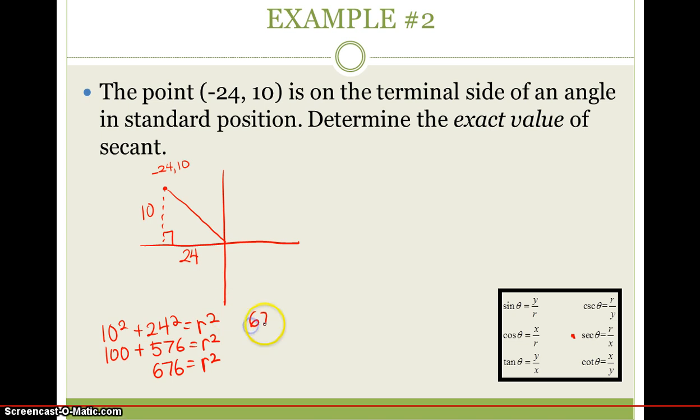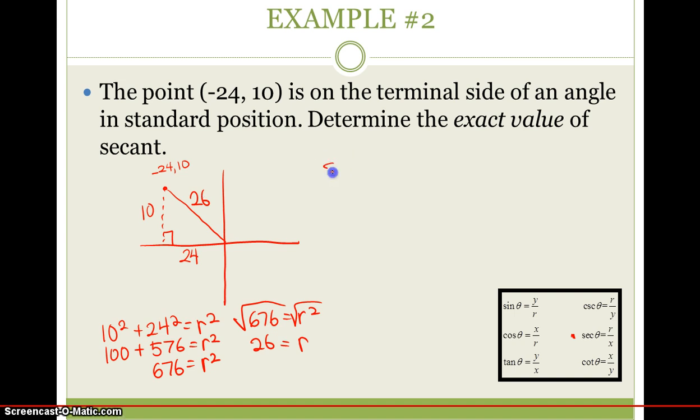So in order to find what r is, we're going to take the square root of both sides. So r is going to be equal to 26. You could have done this right away if you remember the relationship of the 10, 24, 26 special triangle that you learned in geometry. If not, we could go ahead and find the hypotenuse this way. So that side's 26.